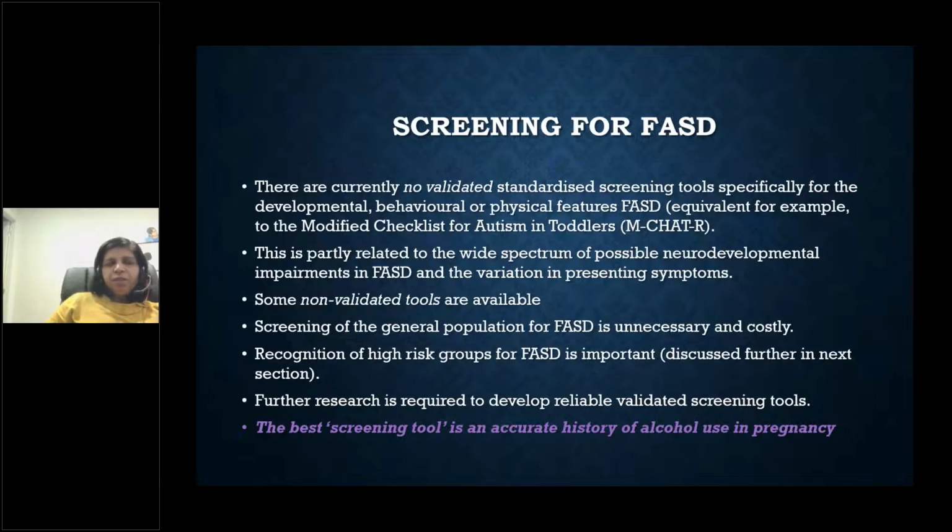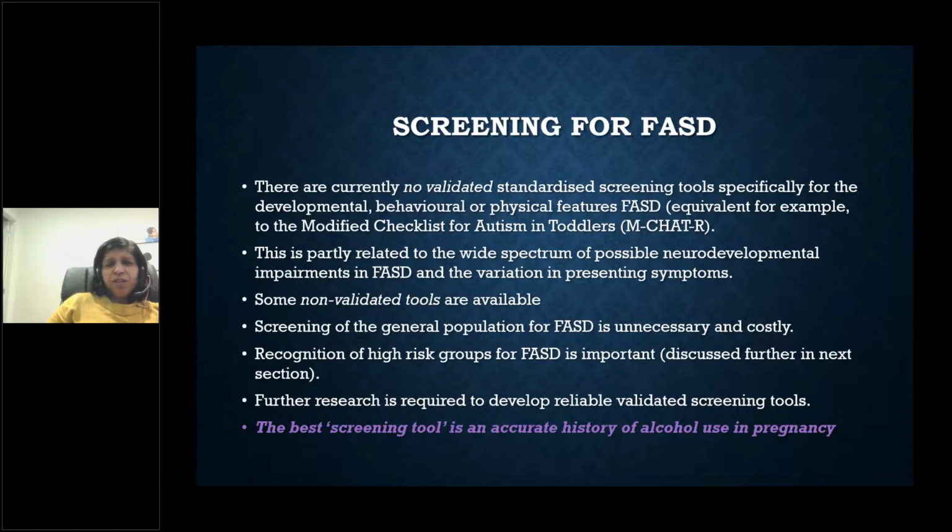Screening of the general population, if you say, it is not a cost effective strategy because you just need to focus on high risk groups, or consider it as a broad differential in patients who are not responding to usual treatment and supports. Further research, of course, will be required to develop a validated screening tool for FASD as the years progress. But at this stage, what is really important at primary provider care level is to find out whether there is confirmed history of alcohol intake or not.